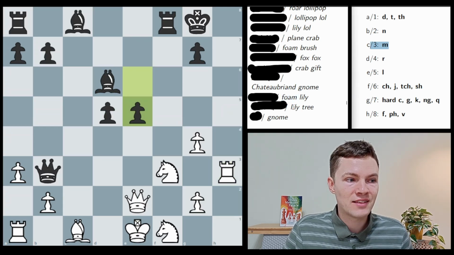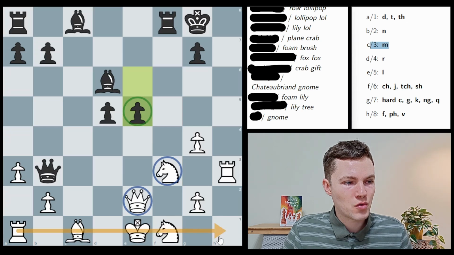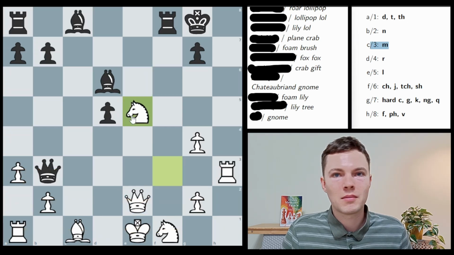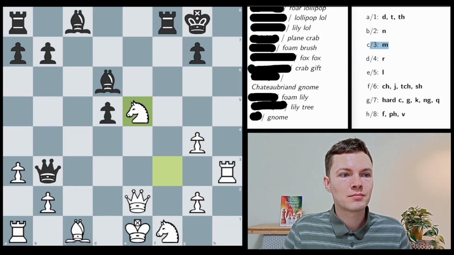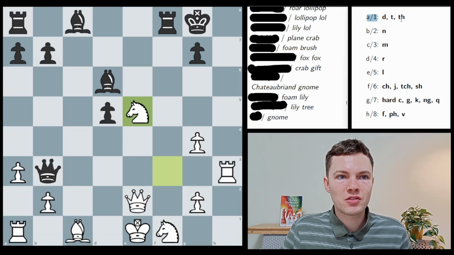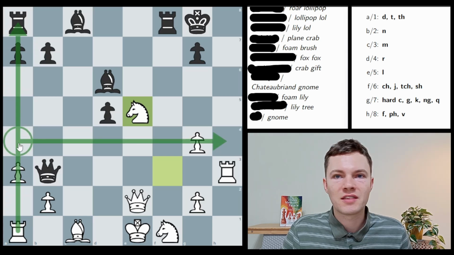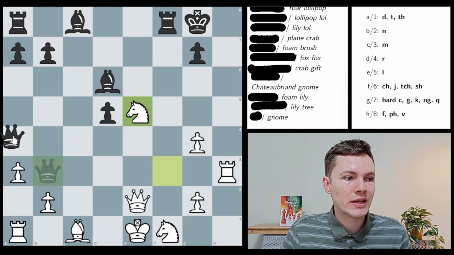White responds lily, so this is a capture on E5 with the second candidate piece. And here are the candidate pieces. The knight is further forward, so it must be the second candidate piece you come across. Knight captures E5. Black responds tree. So first file, fourth rank, that's the A4 square. Only the queen can move there.